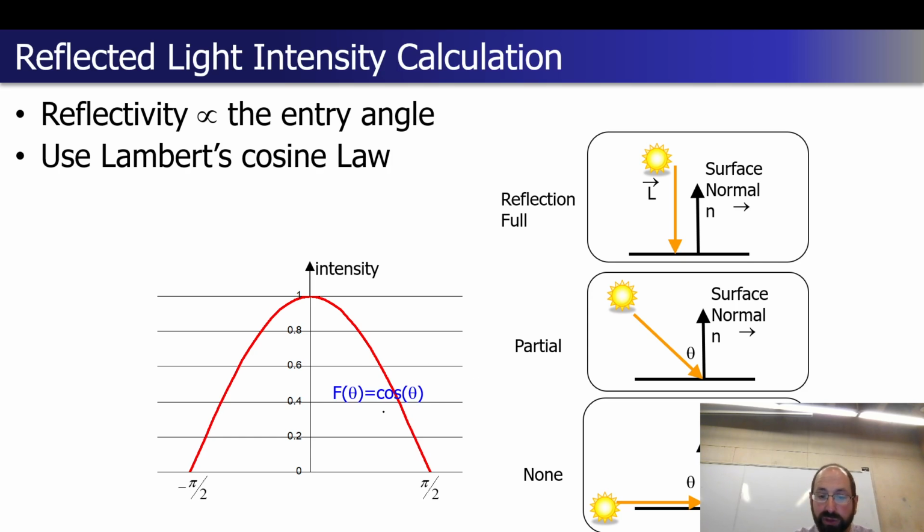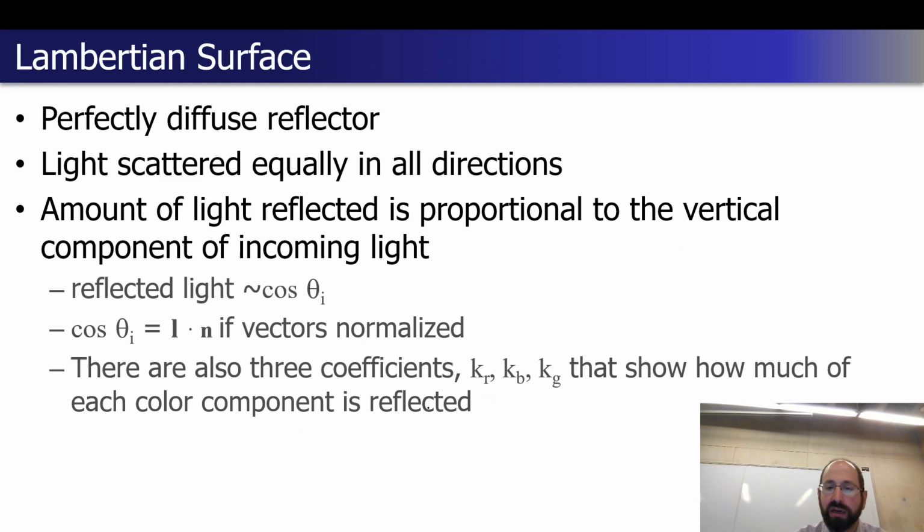You could, if you chose to, calculate that angle yourself between L and N and calculate cosine of theta. If L is normalized and N is normalized, meaning they're unit vectors, the dot product is equivalent to the cosine of that angle between them. And it's hinted at here. All of that would be calculated based on the coefficients of both the light source and the material as well.